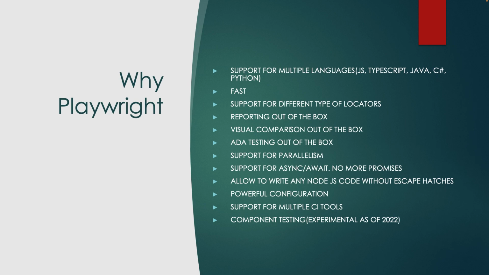Playwright also supports ADA testing out of the box. ADA is the Americans with Disabilities Act, which is a set of guidelines on how the website should look and behave for people with different types of impairments, like visual impairments and hearing impairments. Underneath it uses a tool called Axe, which scans the HTML of the page against the guidelines and will give errors if the guidelines are violated.